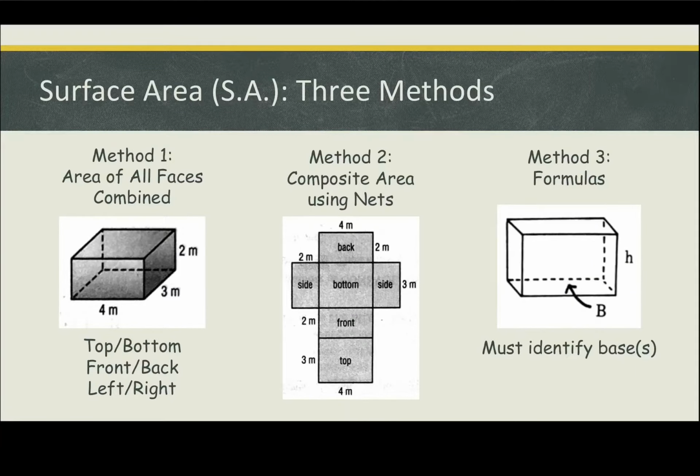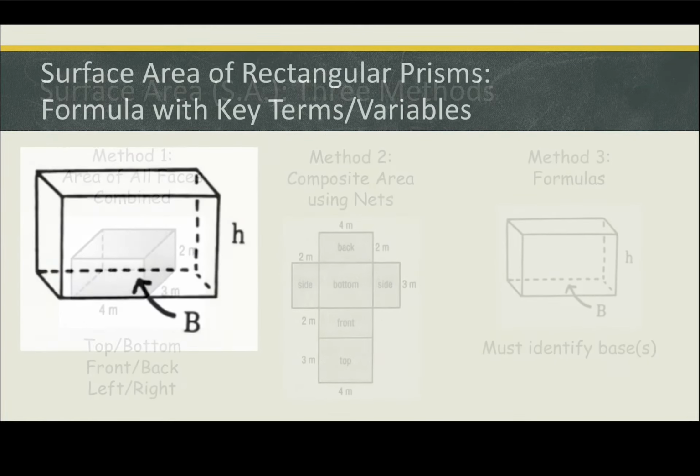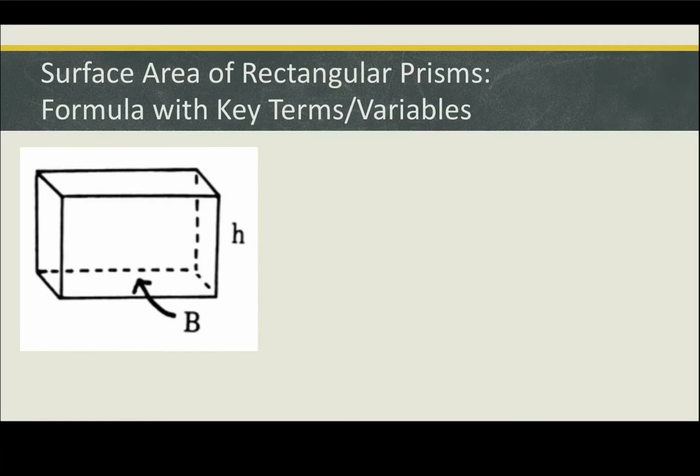The third method involves using a formula. The one trick with formulas is you have to identify what the base is. So we're going to look at a surface area formula for a rectangular prism. And this is going to involve some key terms or variables that maybe you're not familiar with. The formula for surface area is 2 times capital B plus capital P times H. So we need to clarify what those variables represent.